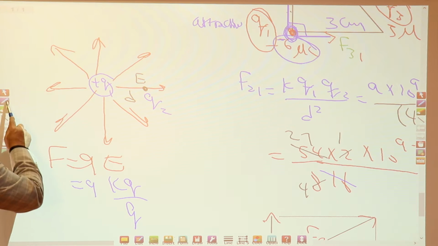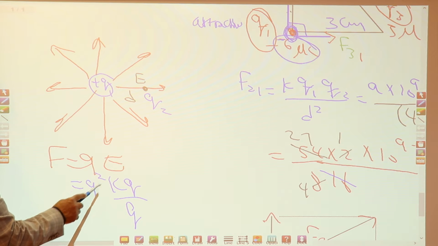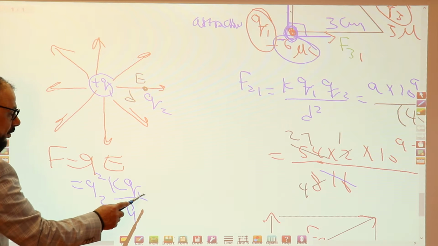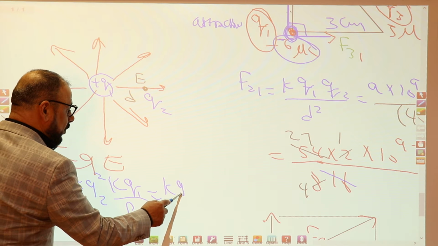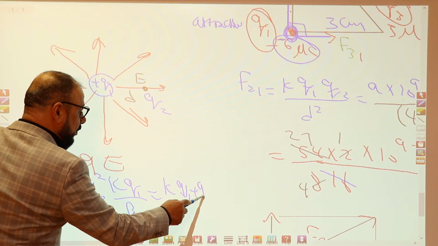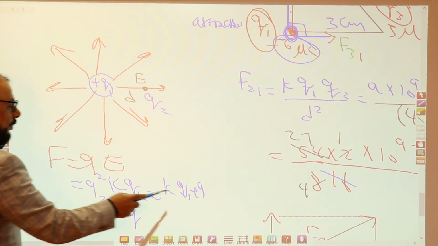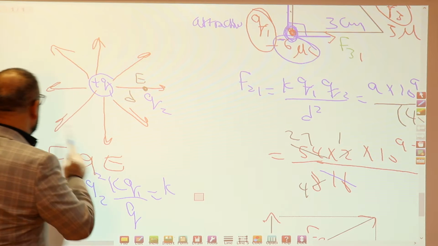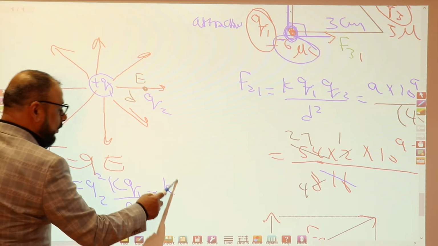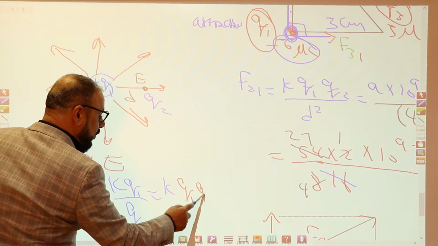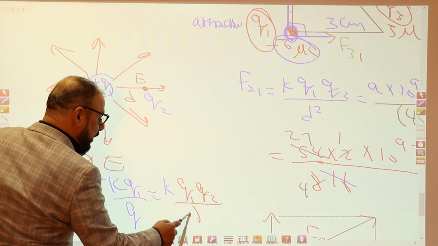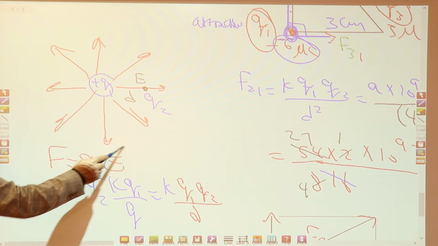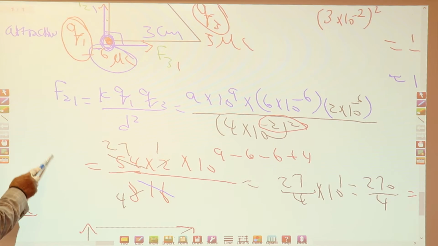This is Q2, and this is Q1, then the force is K Q1 Q2 over d squared, where K is the constant. That is all we did yesterday.